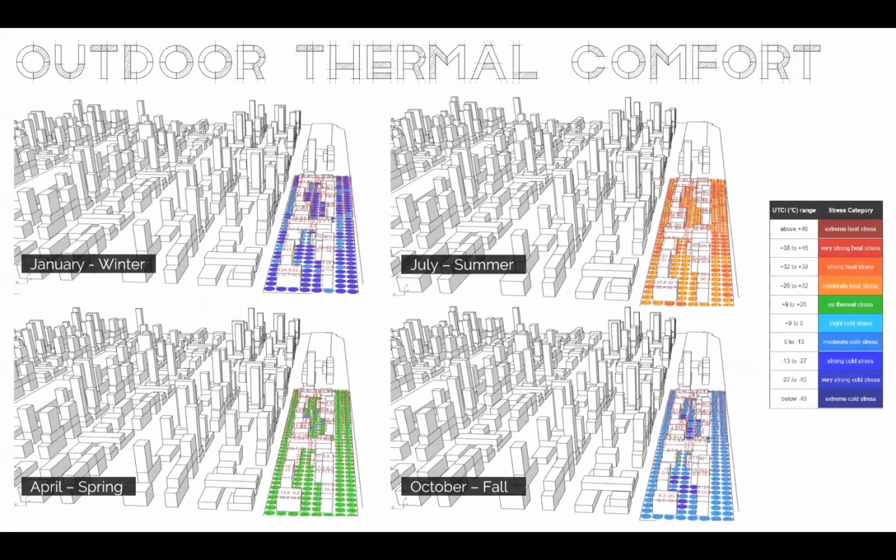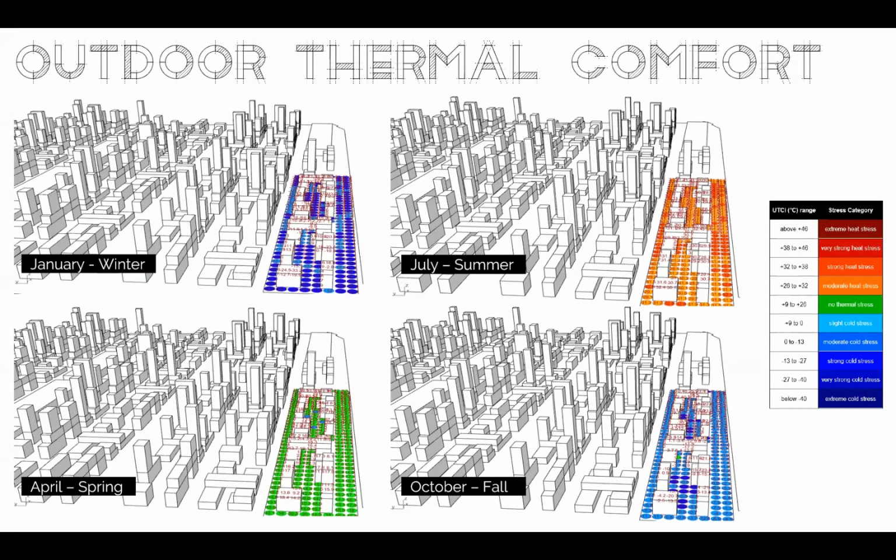We also quickly look at UTCI and outdoor thermal comfort, mainly along the main waterfront area. As you can see, during winter in January there is significant cold stress, and during summer there is moderate heat stress. But apart from that, during spring and fall it's pretty much okay, with just mild cold stress.